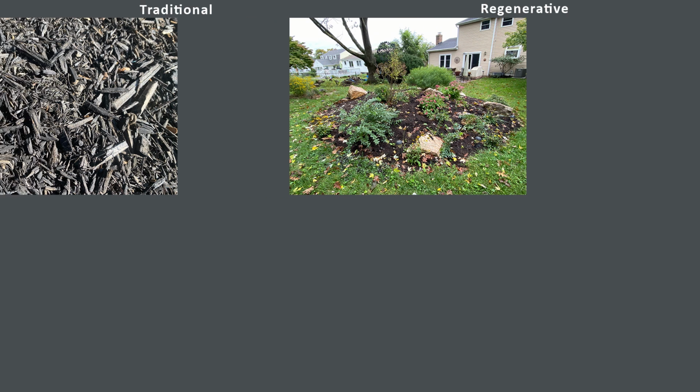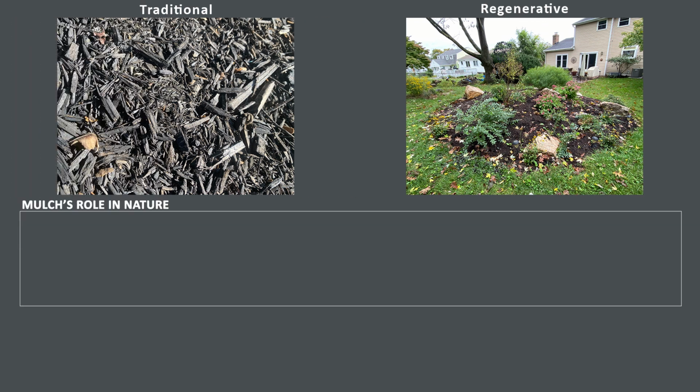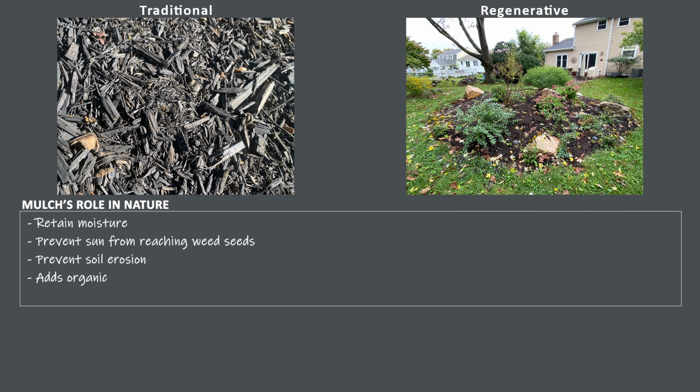Next is mulch, which is a short chapter, but not because mulch is unimportant. In nature, mulch plays many important roles by retaining moisture, preventing the sun from reaching weed seeds, preventing soil erosion, adding organic matter to the soil, and insulating the ground so it's cooler in the summer and warmer in the winter, which is important to keep organisms in the soil working longer.